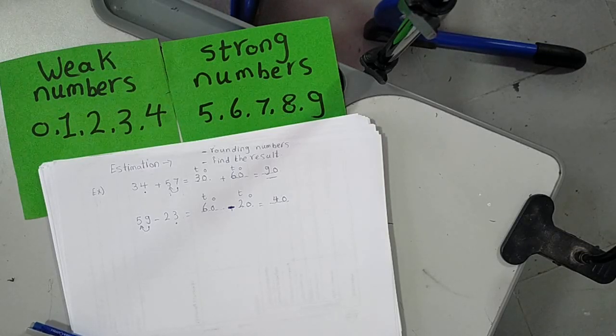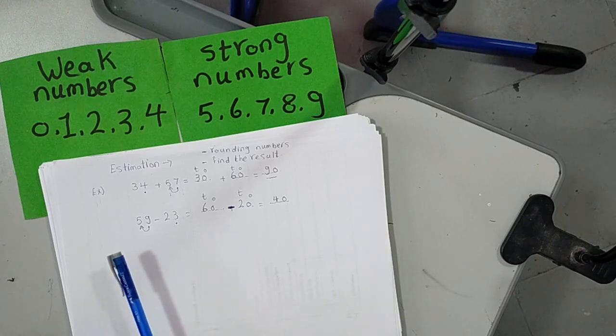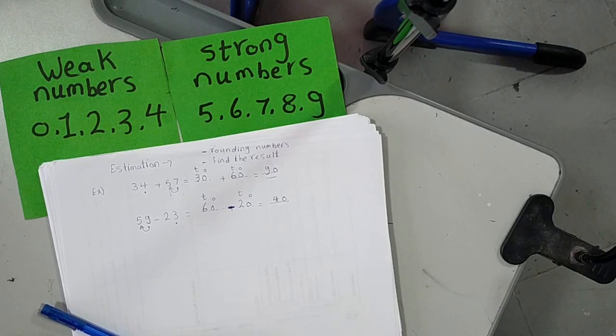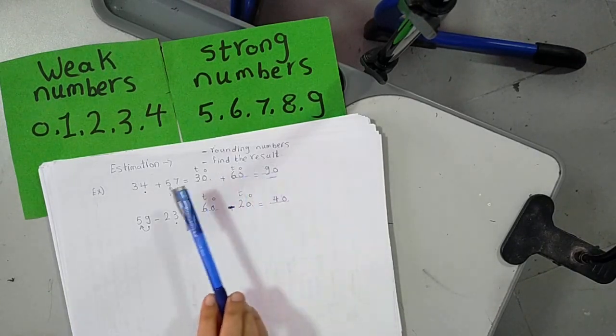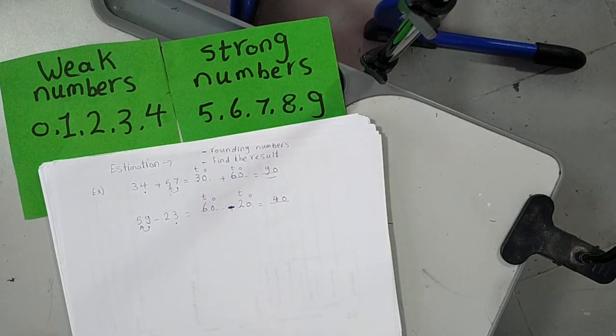The second part was to make an estimation to find the result in addition or subtraction. It also has 2 steps. The first step was rounding numbers and the second, find the result.